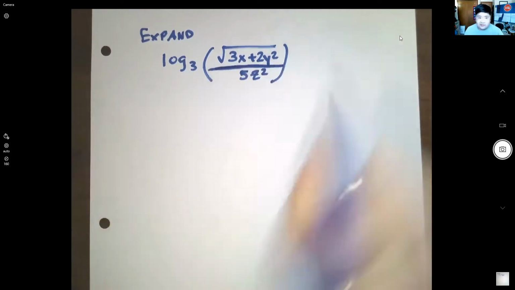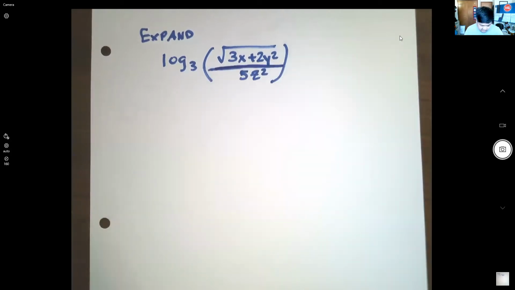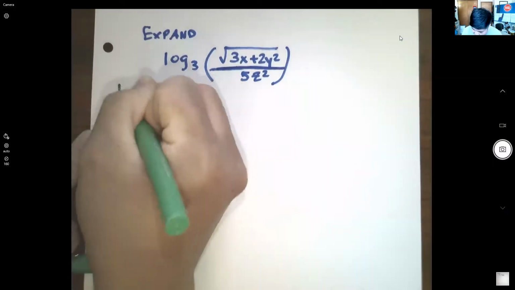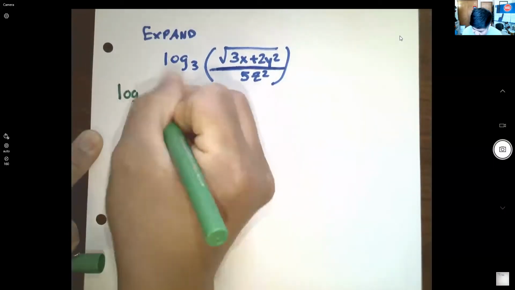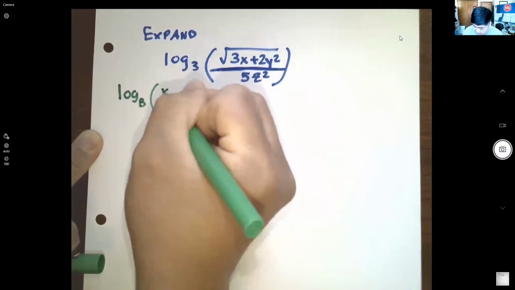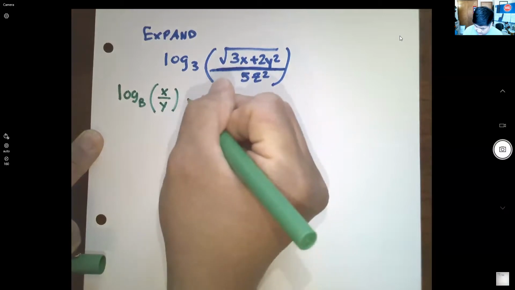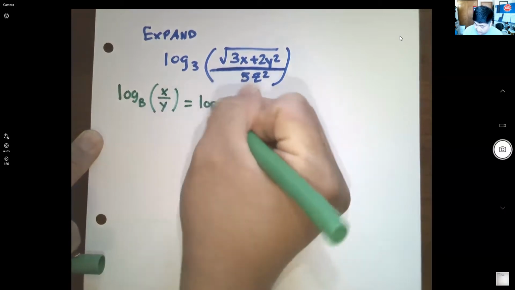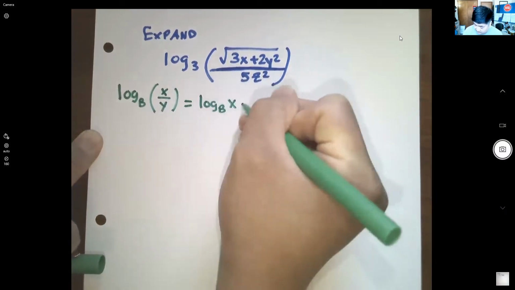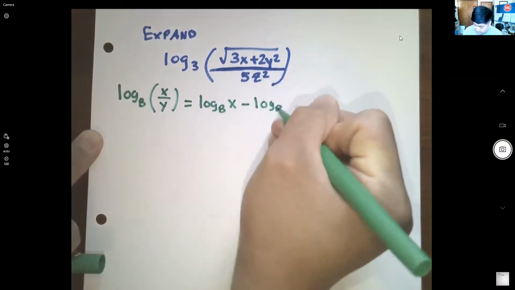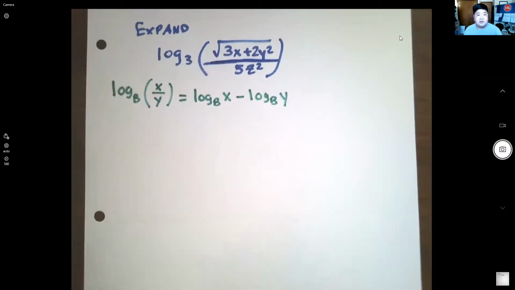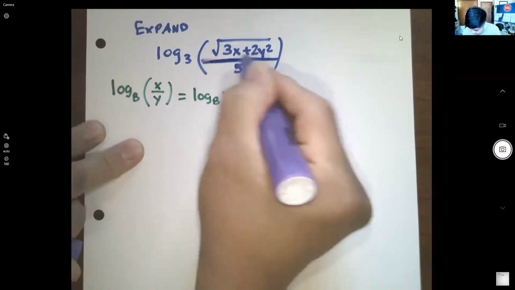them is the logarithm of a quotient. So we have log base b of, say, x over y. That will be log base b of x minus log base b of y. All right, so I see the division right here.